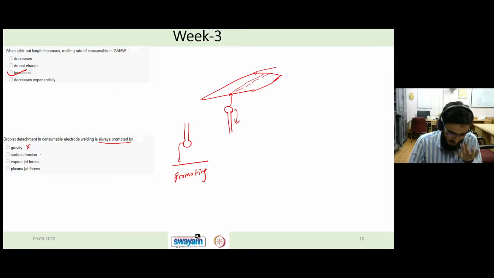What about surface tension? It will resist. So this is also not correct. Vapor jet forces also will resist. So the only thing is plasma jet forces, which is trying to detach this droplet. So the right answer is option B. I hope it is clear.